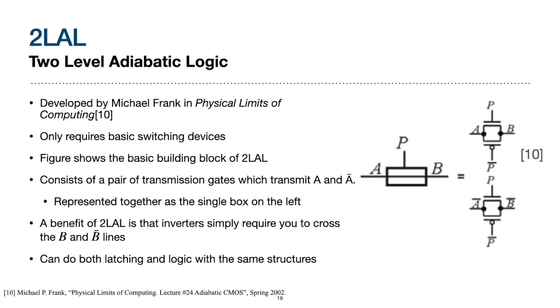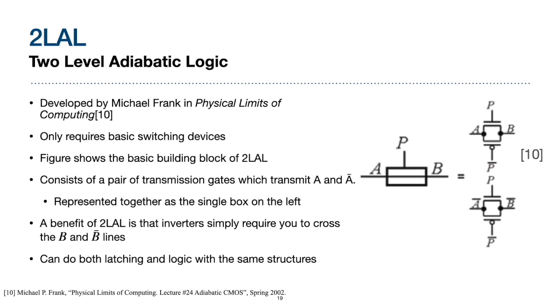It consists of a pair of transmission gates which transmit A and A bar. These are represented together as a single box on the left there. A benefit of 2LAL is that inverters simply require you to cross the B and the B bar lines. This makes inverting easily possible without extra gates.